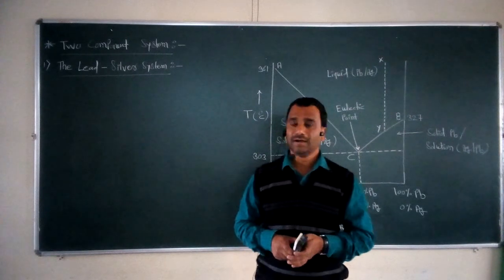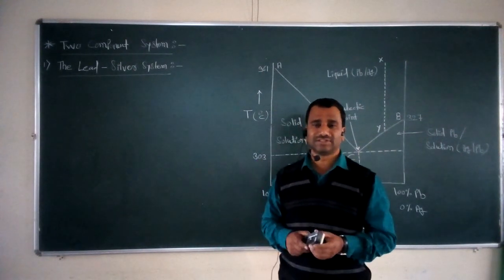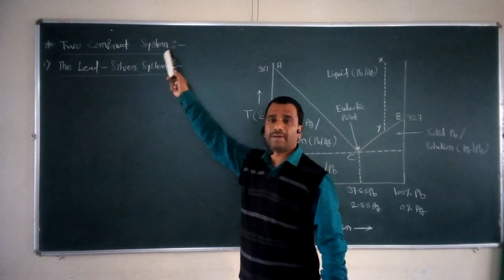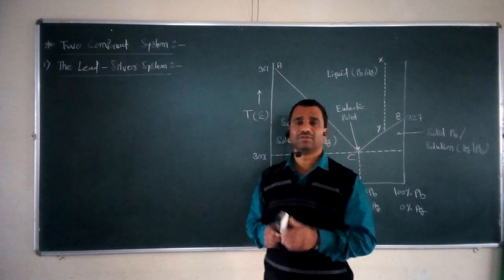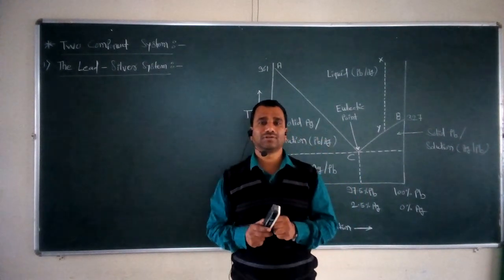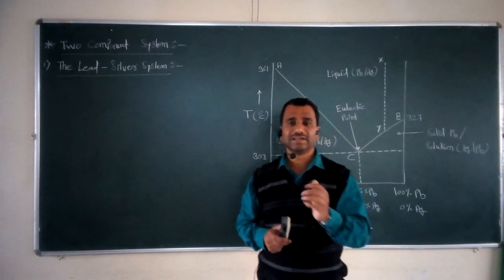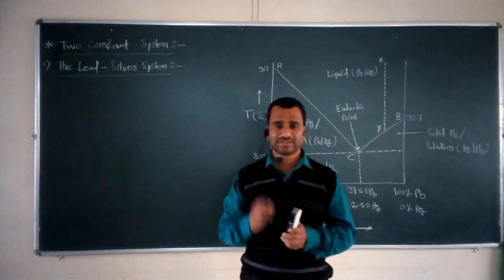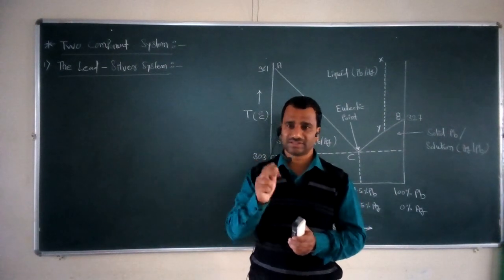After that, in the current lecture, we have to start the second component system, called the two component system. In the last lecture, we took only one system belonging to the one component system, that is the water system. Next to the water system, the sulfur system is also there. So do it as homework, the sulfur system.